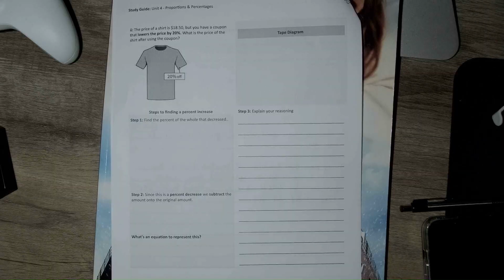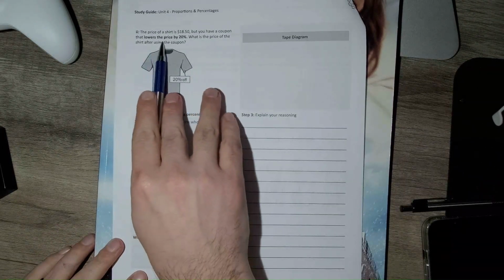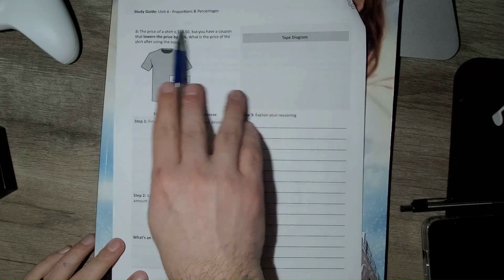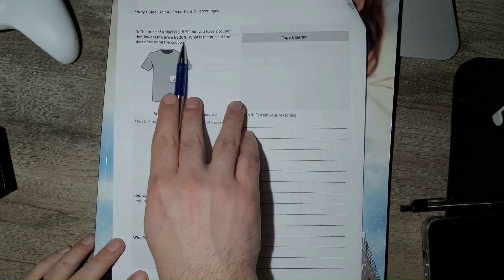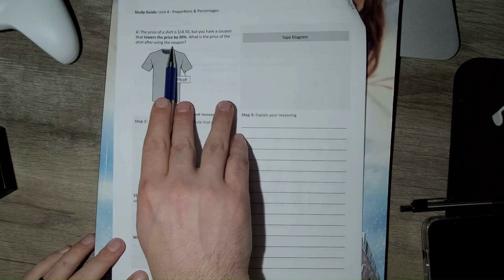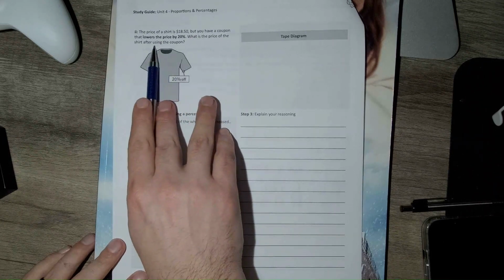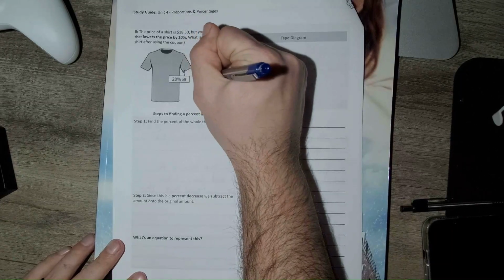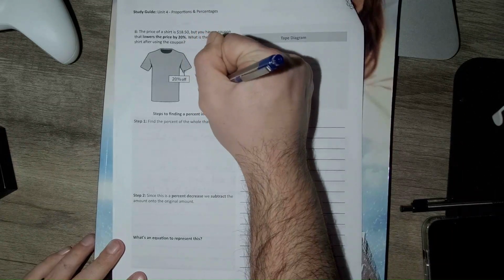Now we're moving on to our next problem. The price of a shirt is $18.50, but you have a coupon that lowers the price by 20%. What is the price of the shirt after using the coupon? Well, a coupon lowers the price. So first off, we know that this is a percent decrease.